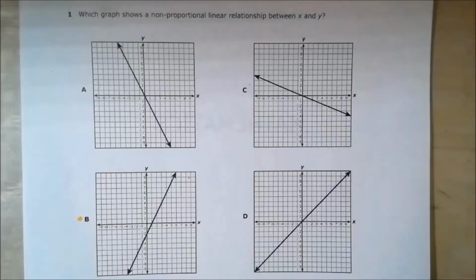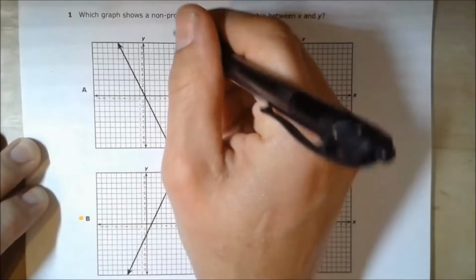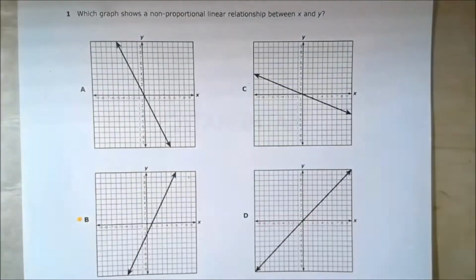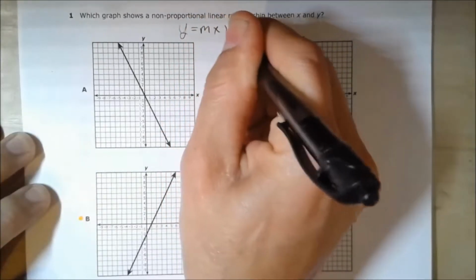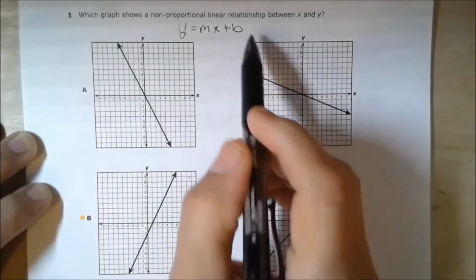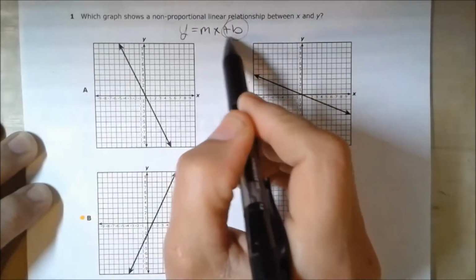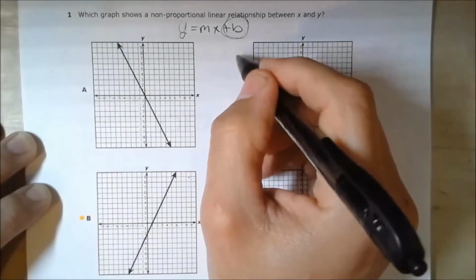So in this question, number 1, it says which graph shows a non-proportional linear relationship between x and y? And when we think about non-proportional, I want you to think about the equation y equals mx plus b. Non-proportional just means that we have a y-intercept that is other than 0. And so b is going to represent some value.